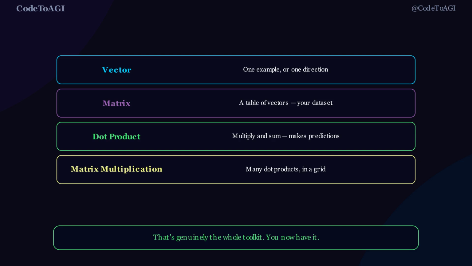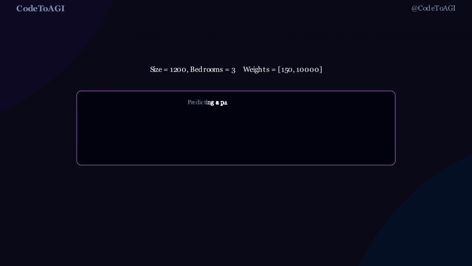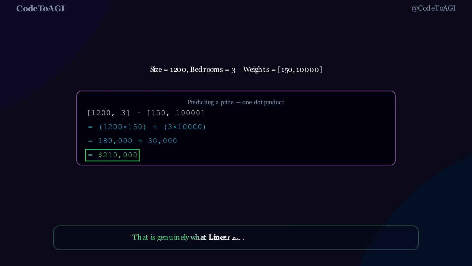You now have it. Let's use it once, start to finish. 2 features, size and bedrooms. 2 learned weights, 150 and 10,000. A house with size 1,200, 3 bedrooms. Predict its price. Dot product, 1200 by 150 plus 3 times 10,000. That's 180,000 plus 30,000. 210,000. A full prediction from one dot product. That is genuinely what linear regression does under the hood.